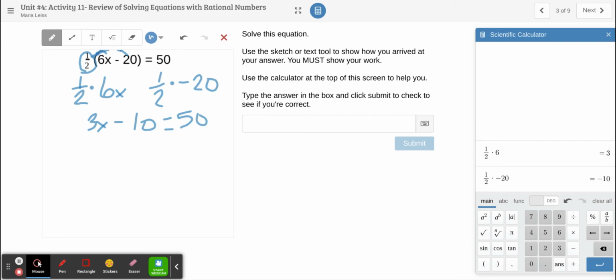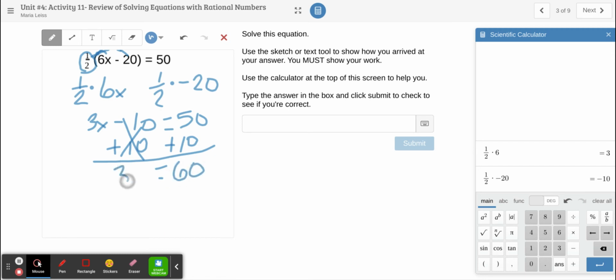Two-step equation, easy peasy, right? What am I going to undo? I'm going to undo the 10 by adding it. If I add 10 to the left, got to add 10 over here. Get to cross those out because they're 0. 50 plus 10 is 60.